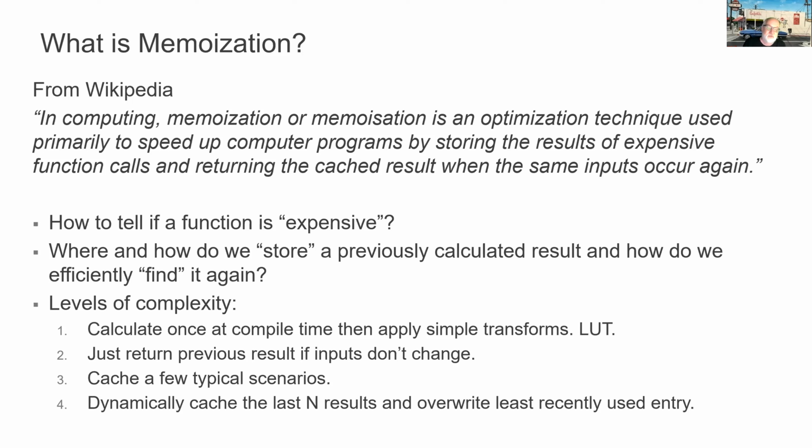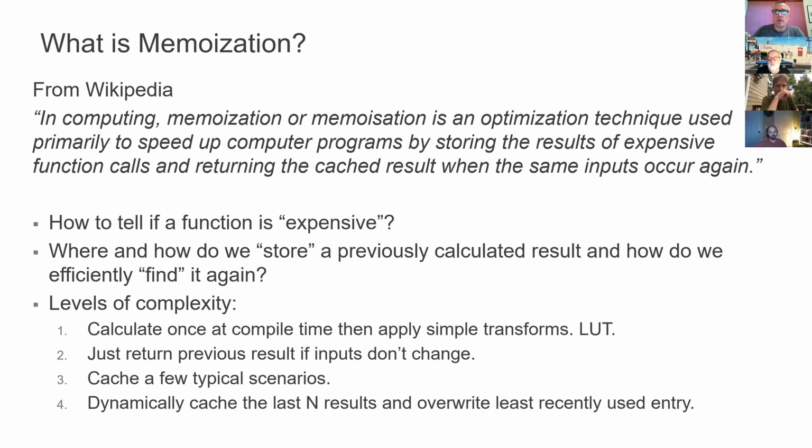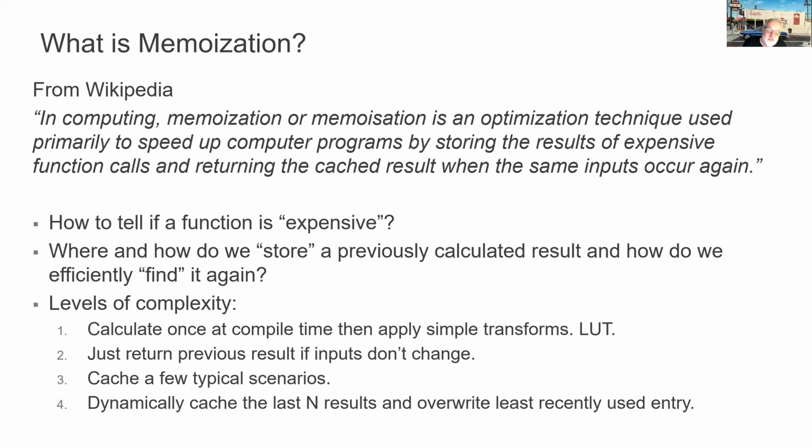There are levels of complexity. You can calculate once at compile time and apply simple transforms, lookup tables, interpolation, or scaling. Or you can return the previous result if inputs don't change, like in a sub-VI. Or you can cache a few typical scenarios that are used all the time. Or you can dynamically cache the last N results and overwrite the least recently used.